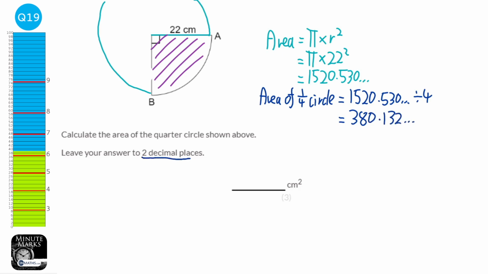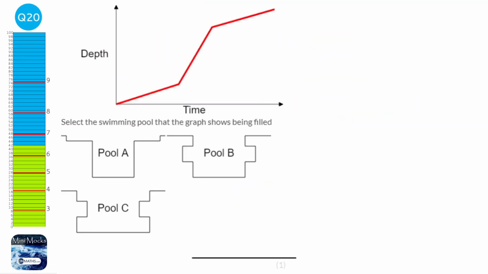It says it wants it to 2 decimal places, so we're just going to round that to 380.13. So with each of these pools, try and imagine it being filled. So pool A, first of all, we've got water coming into it, and it's actually going to go quite quickly initially, and then it will hit a point at the end where actually it will go really quite slowly because it's a wider pool. So we would imagine that the graph for pool A would actually go quite quickly at the start, and then at the end it would go much slower.